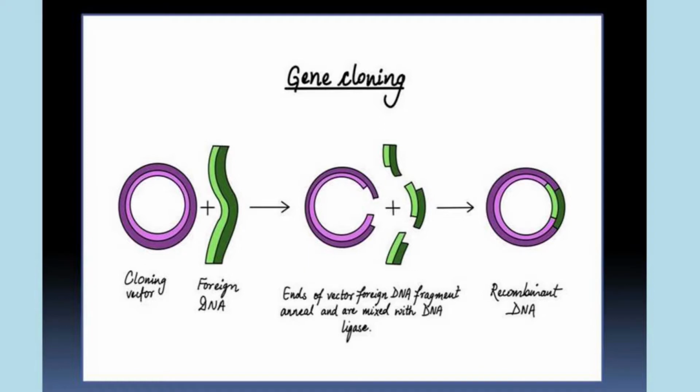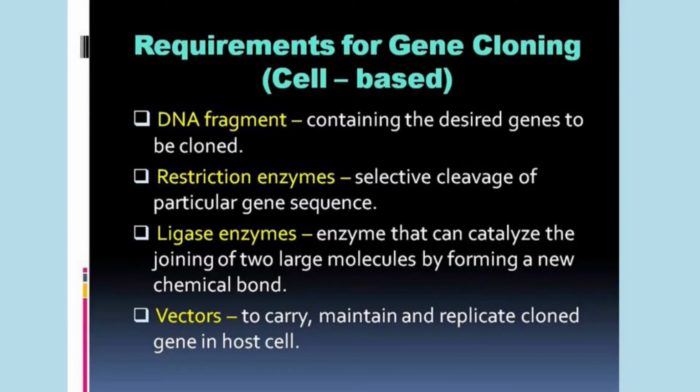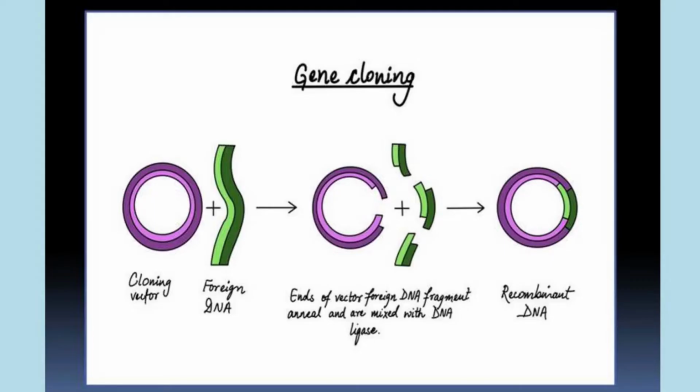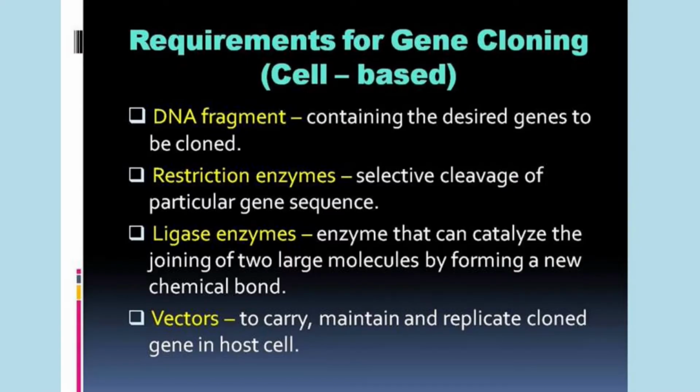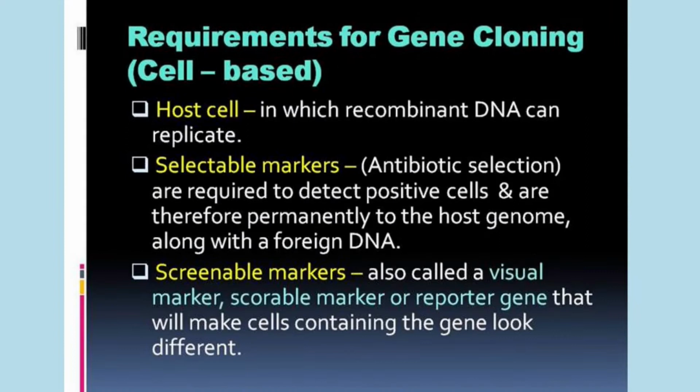What are the requirements of cell-based cloning? The DNA fragment containing the desirable genes to be cloned is used, then the restriction enzyme, for selective cleavage of a particular gene sequence, and the ligase enzyme, which can catalyze the joining of two large molecules by forming a new chemical bond. Then vectors are required to carry, maintain and replicate the gene clone in the host cell. Then the host cell in which the recombinant DNA can replicate, and selectable and screenable markers are used.